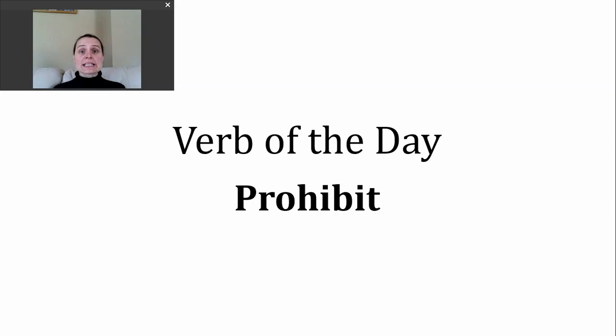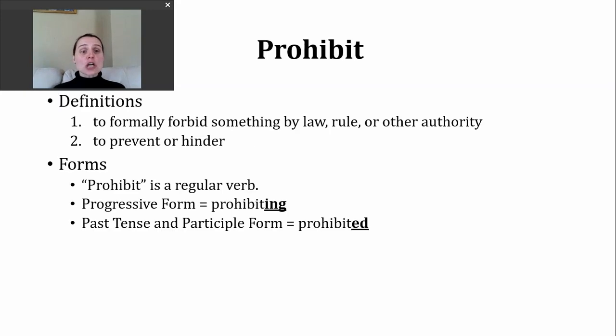Today's verb is prohibit. Let's look at some definitions. The first definition for prohibit is to formally forbid something by law, rule, or other authority. You might have seen this word on signs that say certain actions are not allowed at a particular location or place. Another definition for prohibit is to prevent or hinder.